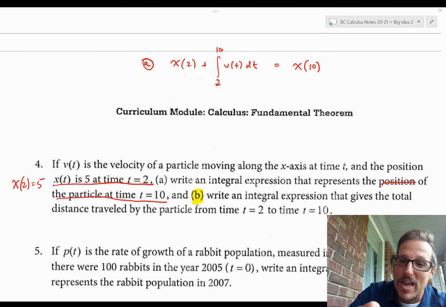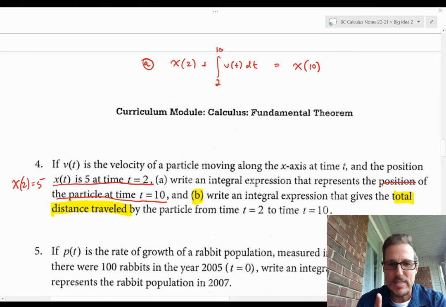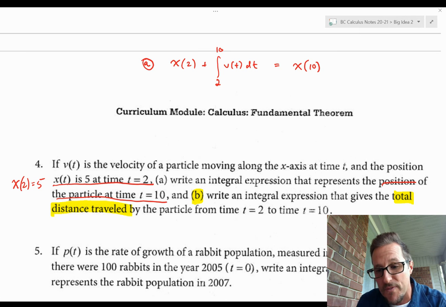Okay. So B says write an integral expression that gives the total distance traveled. How is that different? Total distance means that all of my motion, either backing up or moving forward, all needs to be counted in the same direction. So how do I make it total distance? I don't want my particle to be moving backwards and forwards. I need my particle to be moving in the same direction.